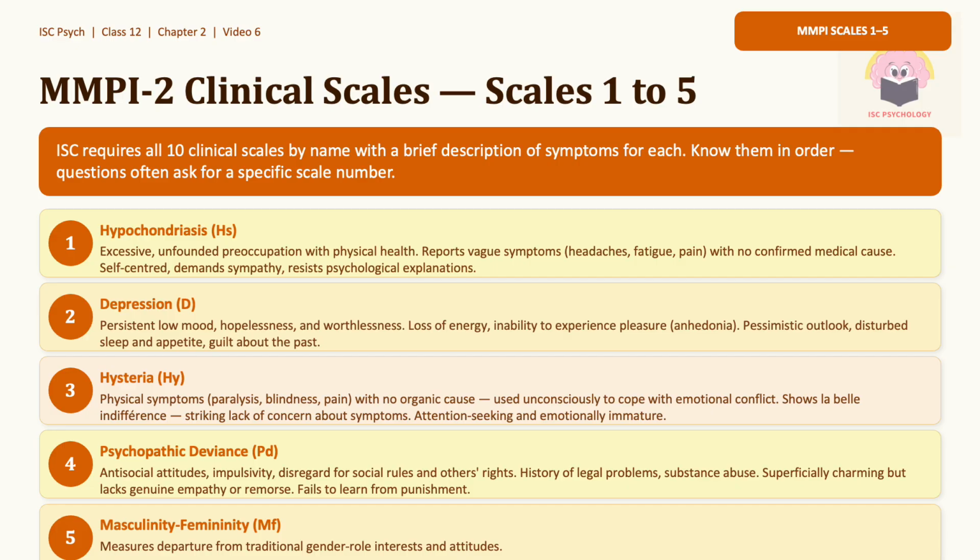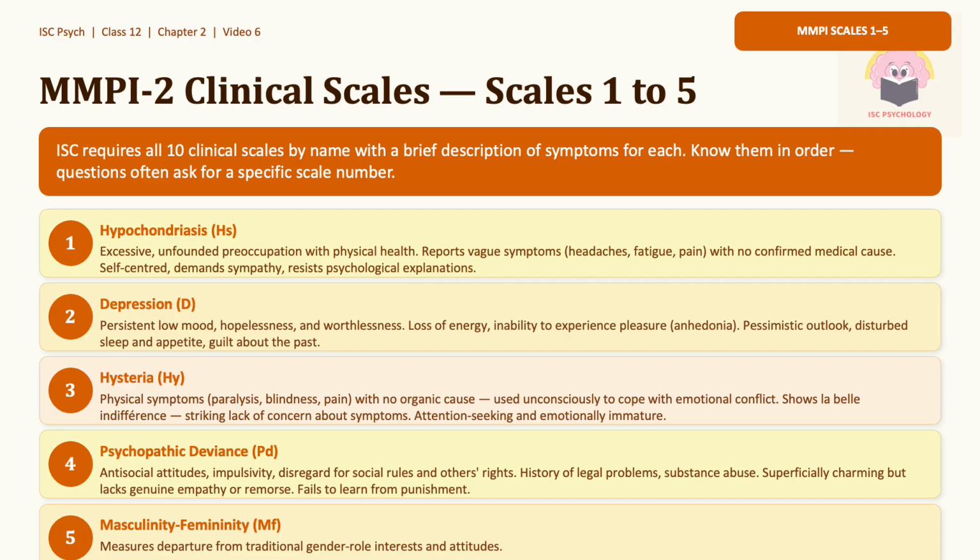Scale 5, Masculinity Femininity, denoted by MF. This scale was originally developed to identify gender non-conforming interests and attitudes. Specifically, the degree to which a person's attitudes, interests, and emotional styles align with or diverge from traditional masculine or feminine patterns as understood in the mid-20th century. High scorers in men are associated with aesthetic interests, sensitivity, passivity, and less stereotypically masculine attitudes. High scorers in women are associated with assertiveness, interest in traditionally masculine pursuits, and less stereotypically feminine traits.